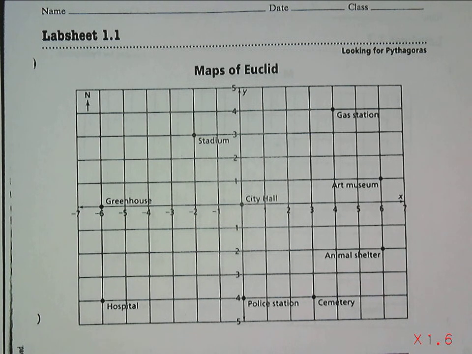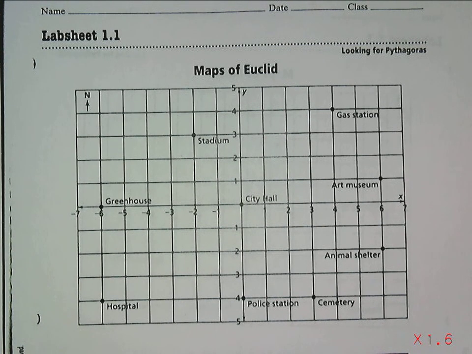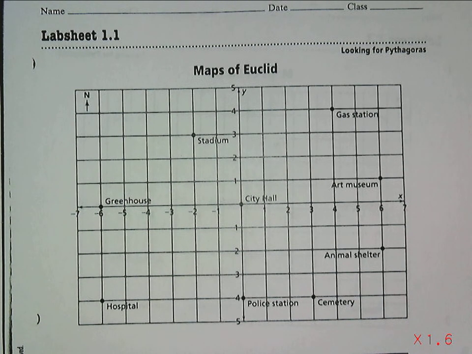So welcome to the book Looking for Pythagoras and Connected Math series, and this is the first lesson, problem 1.1 for the book Looking for Pythagoras. And in this video lesson, all I want to do is make sure you understand how to find the location of a coordinate on the coordinate grid.